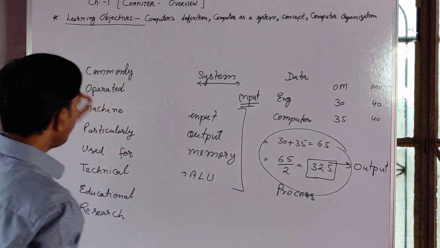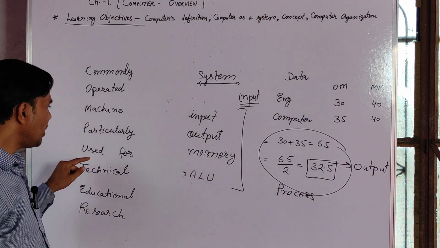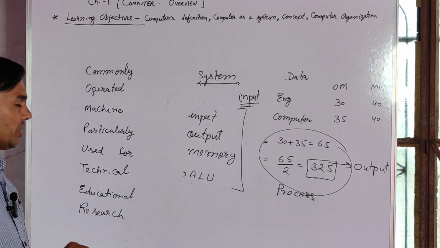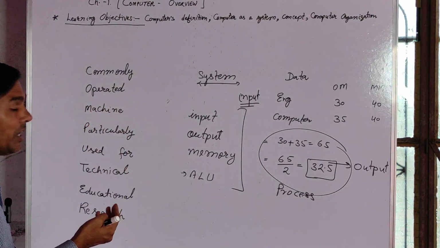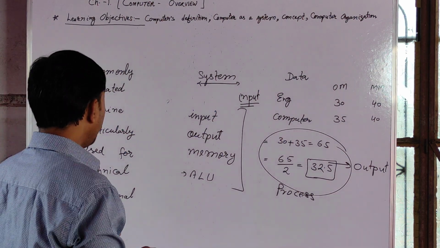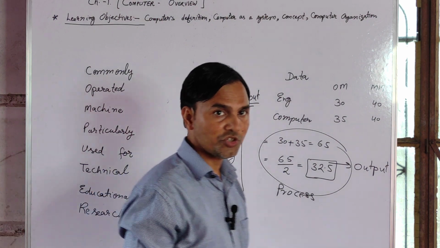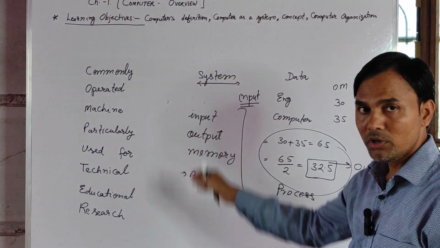In other words, we can say it is a commonly operated machine, particularly used for technical and educational research. Such a machine, which is used commonly and which we can operate, and which is particularly used for technical and educational research also, is called a computer.